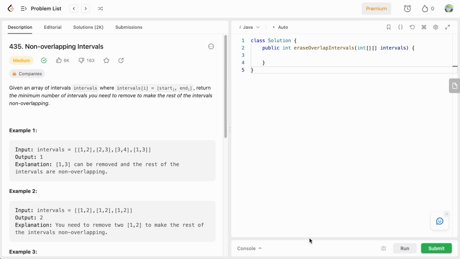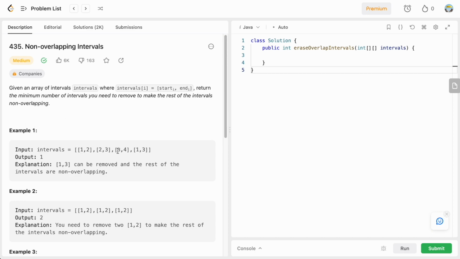It's called non-overlapping intervals. Given an array of intervals where intervals[i] equals [start_i, end_i], return the minimum number of intervals you need to remove to make the rest of the intervals non-overlapping. Two keywords: minimum and non-overlapping. Let's look at the first example.